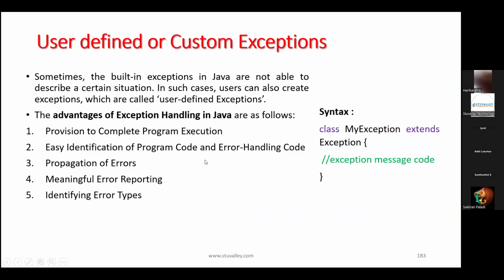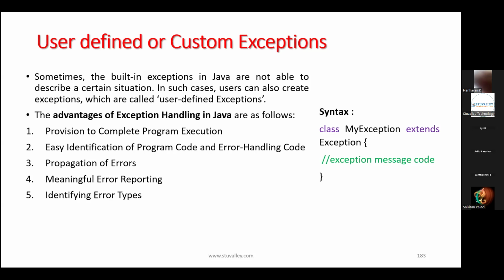Second one is, all these are built-in exceptions. Now we are seeing the user-defined exception, which is also known as a custom exception. The built-in exceptions in Java are not able to describe a certain situation. For example, you're building an application for age validation.